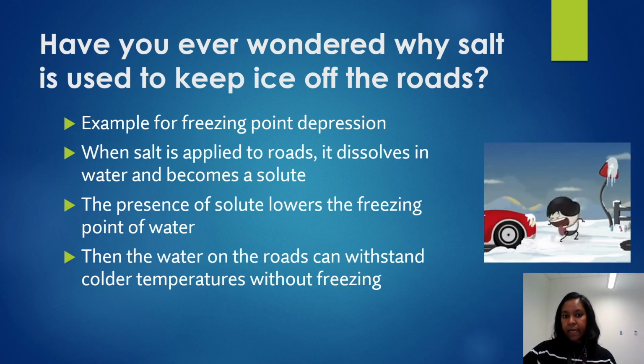So let's see an example of this colligative property, the freezing point depression. Have you ever wondered why salt is used to keep ice off the roads? It is an example or application of freezing point depression. When salt is applied to roads, it dissolves in water and becomes a solute. That means the presence of solute lowers the freezing point of the water. Then the water on the roads can withstand cold temperature without freezing. So to avoid making icy roads, we can use salt.